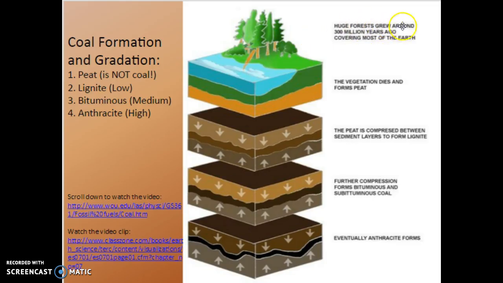So we have these huge forests that grew around 300 million years ago, covering most of the earth. The vegetation dies and forms peat. The peat is then compressed between sediment layers that form lignite. Once again, lignite is your early stage coal. Further compression forms bituminous and subbituminous coal. Right? We're just talking heat and pressure, and this is taking place at depth. And then eventually anthracite forms.